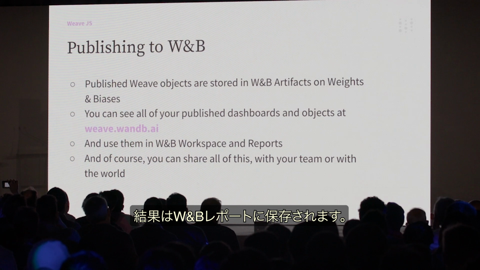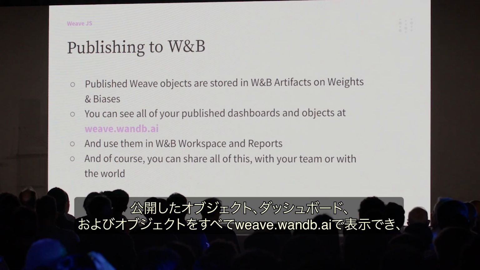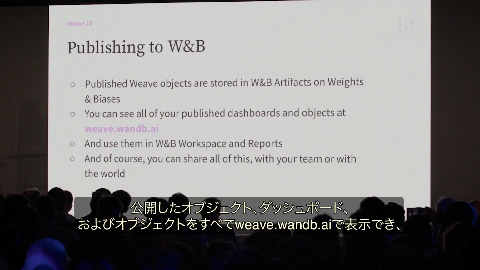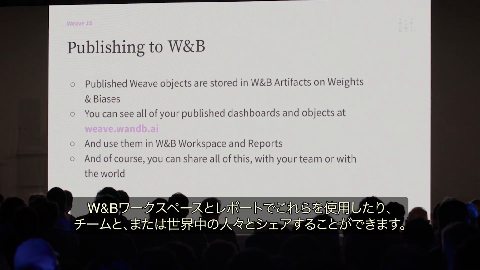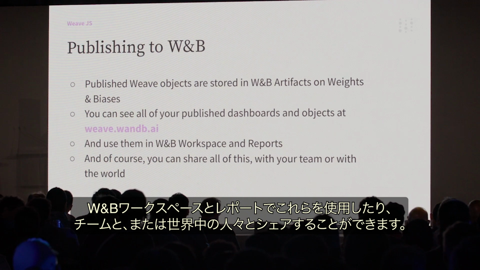Published Weave objects are stored in W&B artifacts. You can see all your published objects, dashboards, and objects at weave.w&b.ai and use them in W&B workspaces and reports. And you can share anything with your team or the world.